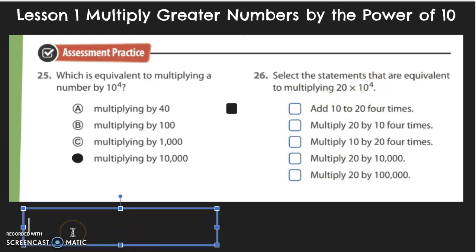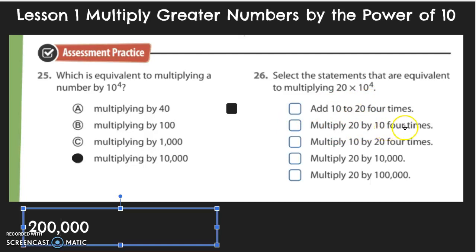And then over here, select the statements that are equivalent to multiplying 20 times 10 to the 4th. It seems to me like 20 times 10 to the 4th would be 20, and then 4 zeros. So this would be my answer, 200,000. Add 10 to 20 4 times. Yikes. So if I had 20 and I added 10 once, it would be 30. Another time 40, another time 50, and another time 60. It's definitely not that one.